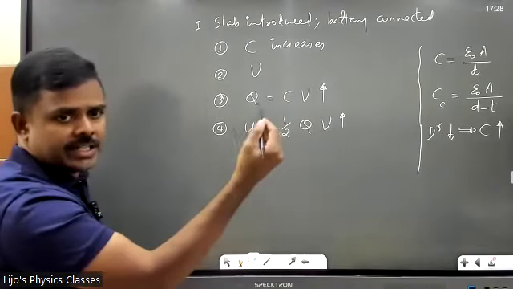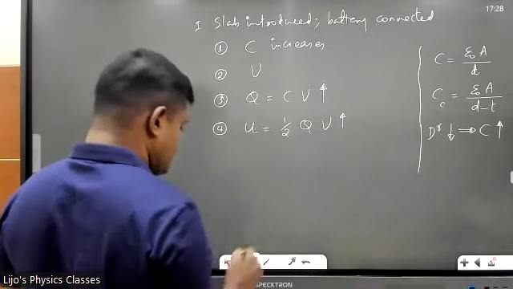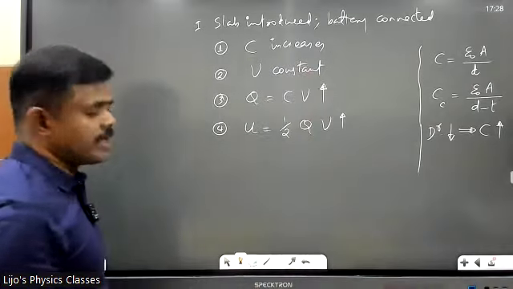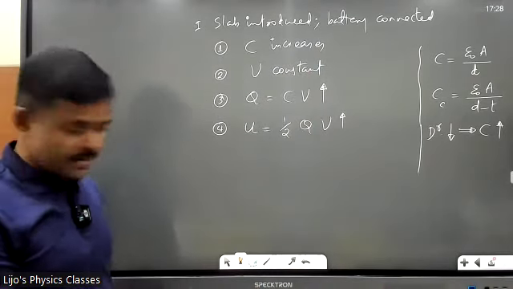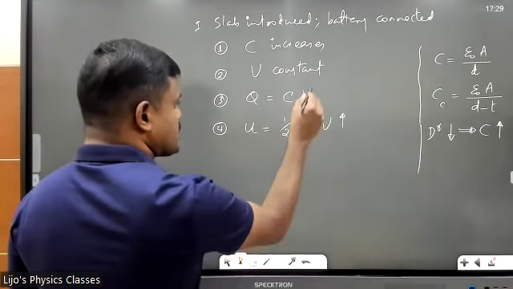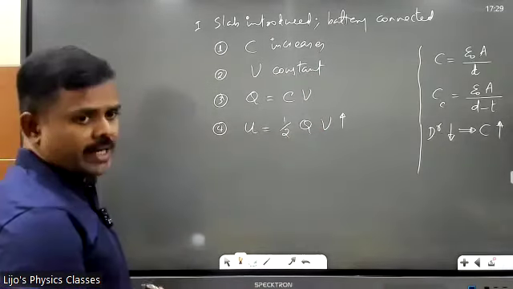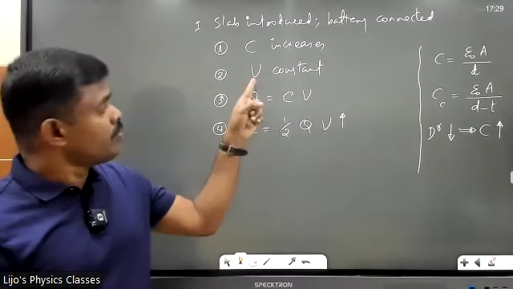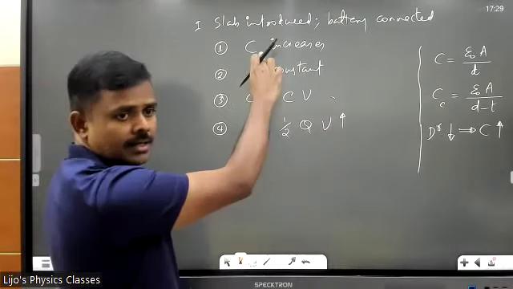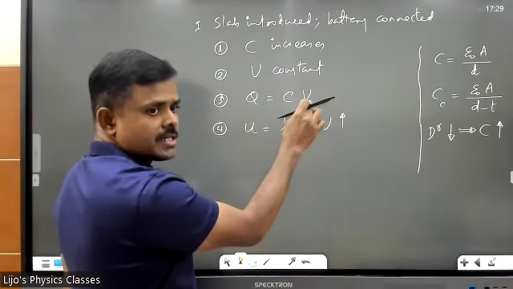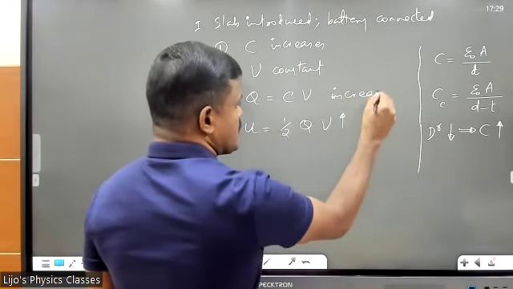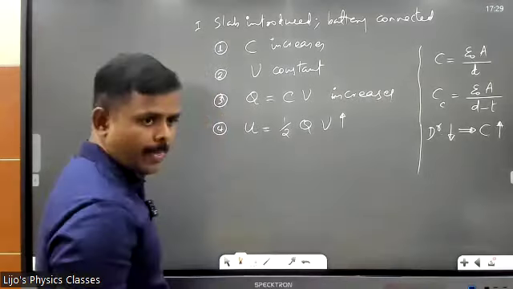Battery connected means voltage is constant. Now, how about Q? Q is equal to C into V, right? Look at V and see what happens. V is constant. What happens to C? C increases. V is constant, C increases, so charge also increases.